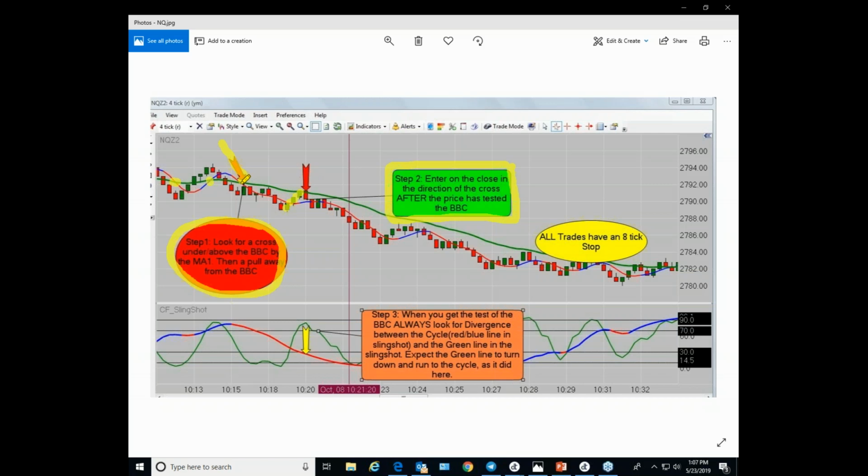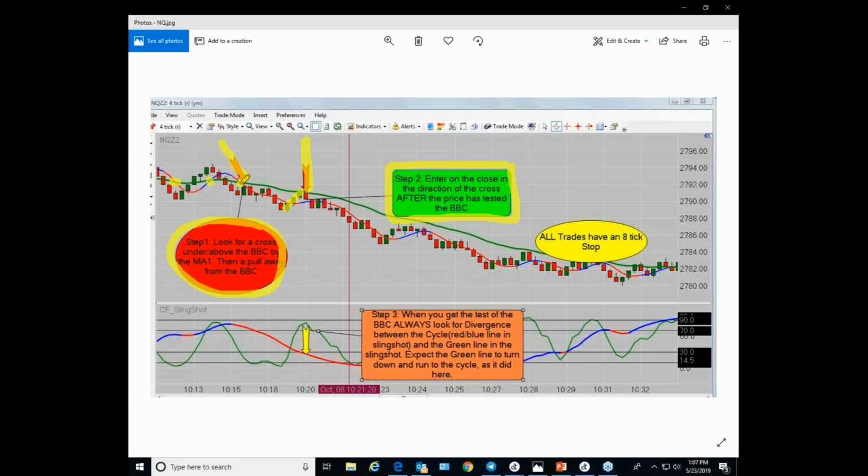So we're looking for an attempt at the green line. Ideally, the normal thing is for it to touch, but then we're looking for a close in the direction of the trend. We defined the trend as being bearish because the MA1 set everything in motion. It's red, it's crossing the BBC. So now we're looking to get short.